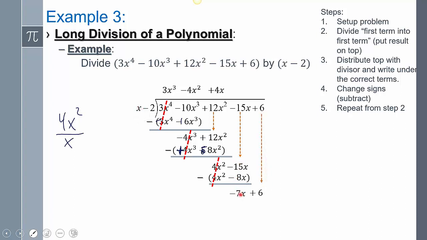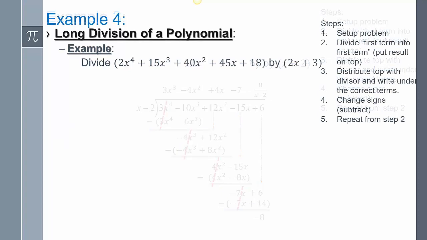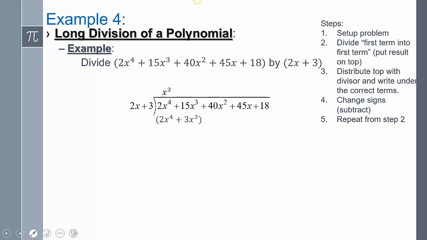X goes into negative 7x. Negative 7 times. Distribute. Subtract. So that turns into a positive, which is 0. That turns into a negative, so you get negative 8. So this right here is my remainder. And so we're going to say minus 8 over what we divided by. And that's going to be our result. Now I don't need you guys to do this one. I want you guys to try this one on your own, and you can compare with what we have here.